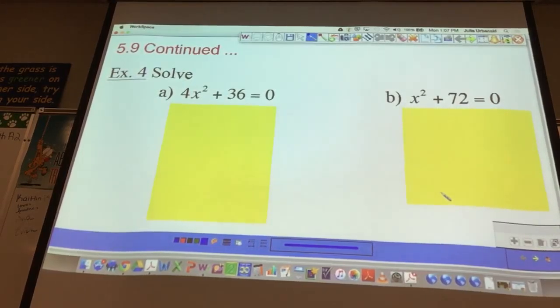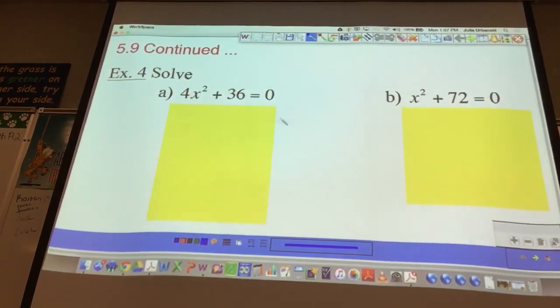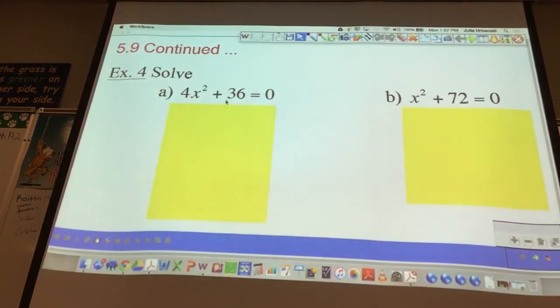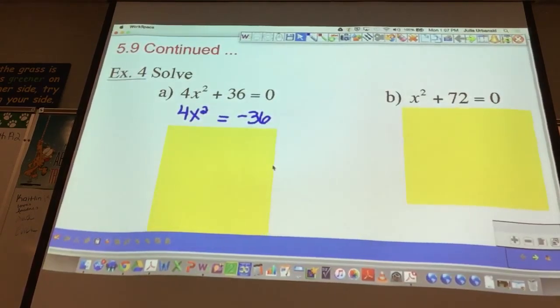It's not under a radical sign right now. It's just x squared. So what do we have to do to get x by itself? Move the 36 over. Good. In the past, we used to say that that's going to be a problem because it was negative, but now we can just deal with the negatives. Minus 36 on both sides, you get 4x squared equals negative 36.